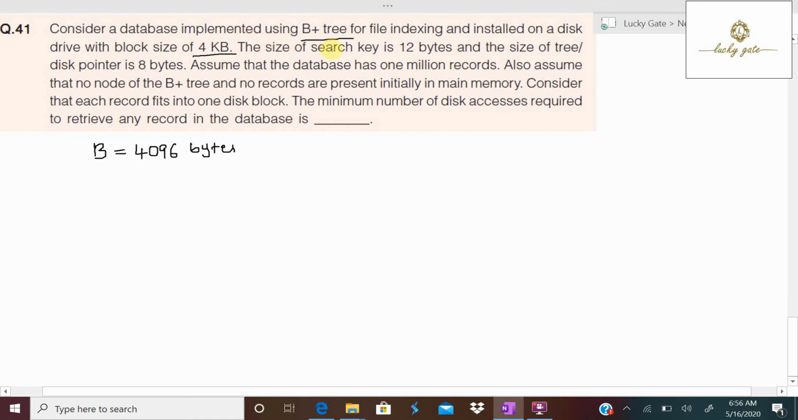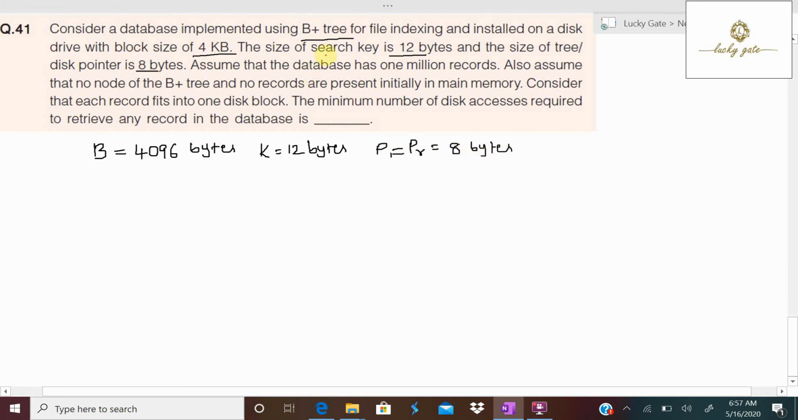And the size of the search key is 12 bytes. Here the key size we call 12 bytes. And the size of the tree or disk pointer is 8 bytes. So here we call block pointer or record pointer. Block pointer and record pointer both are of size 8 bytes.